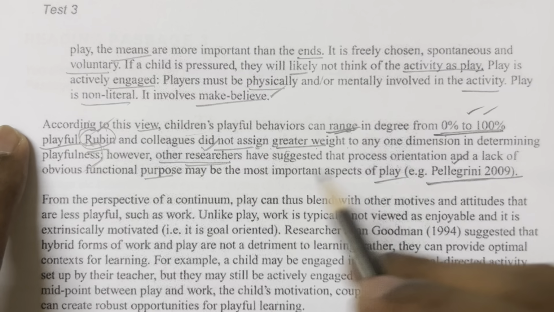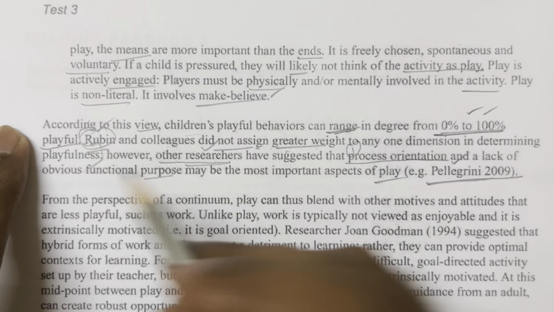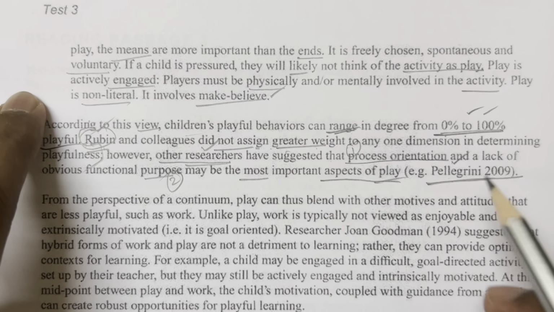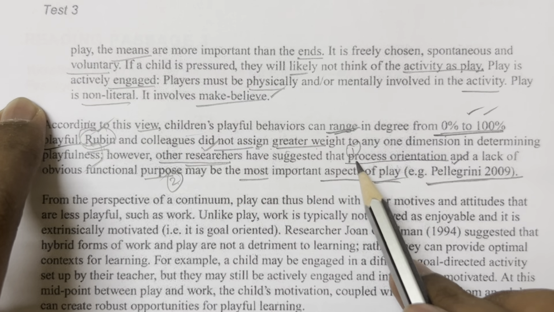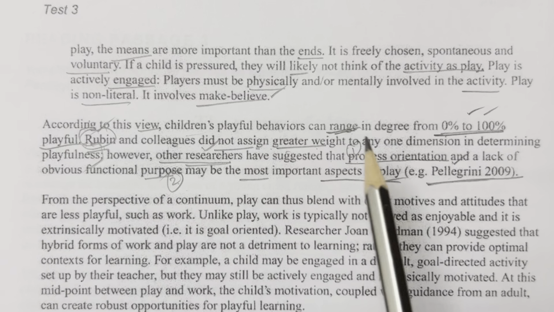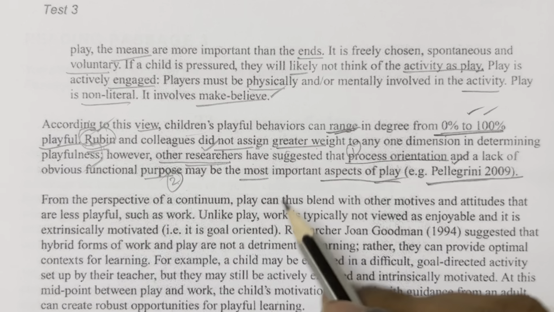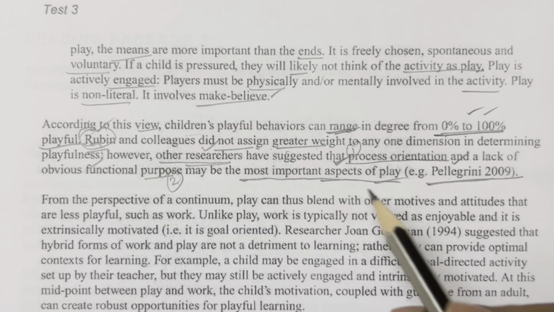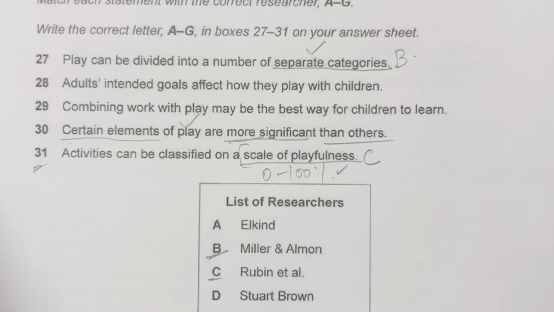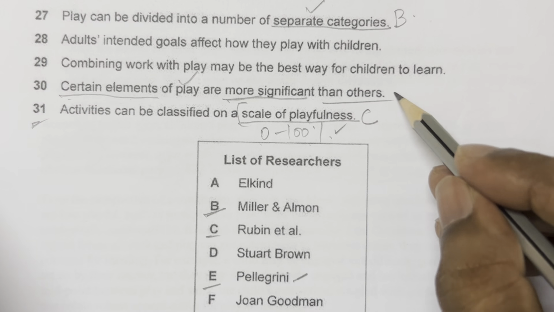This guy Pellegrini has suggested that process orientation, so this is the first point, and lack of functional purpose, second point, may be the most important aspects of play. Oh wow. So he gave more importance to these two, process orientation and lack of functional purpose. He thinks these two are more important than others. So who said this? Pellegrini. So 30th one should be what? Pellegrini is here, right? E. So 30 should be E clearly.